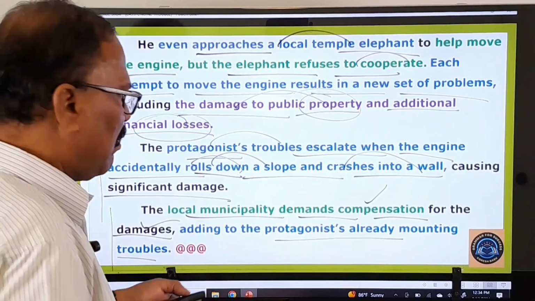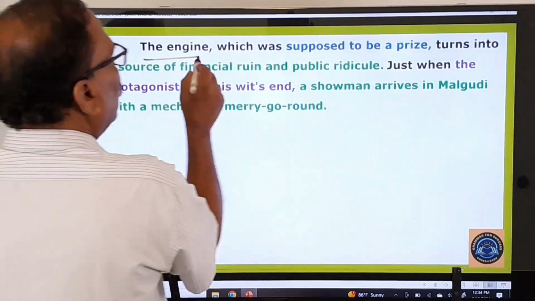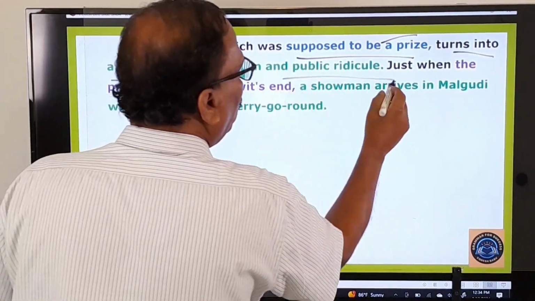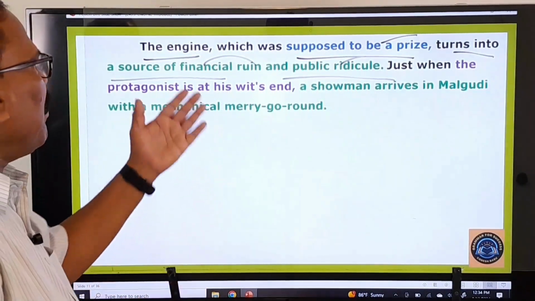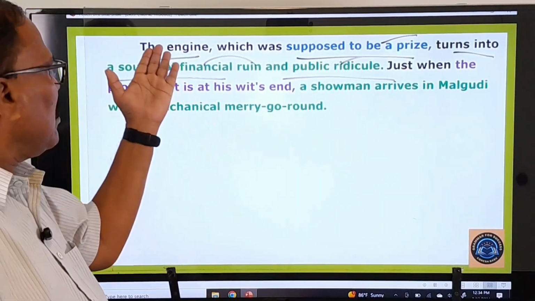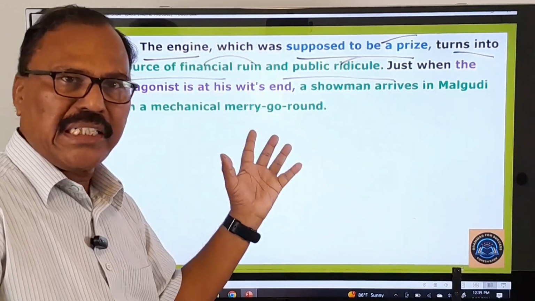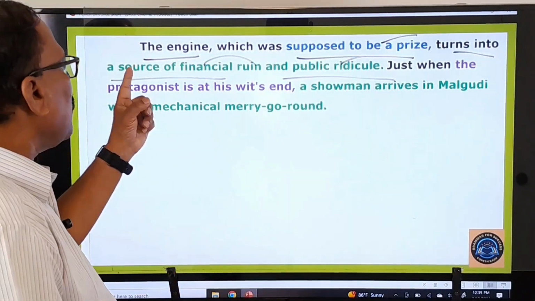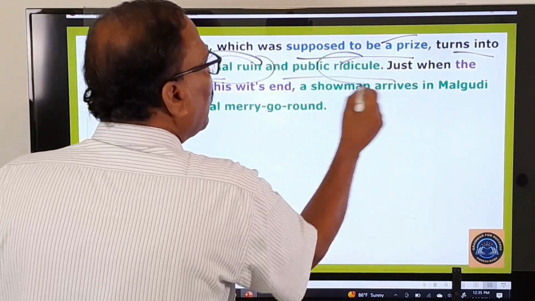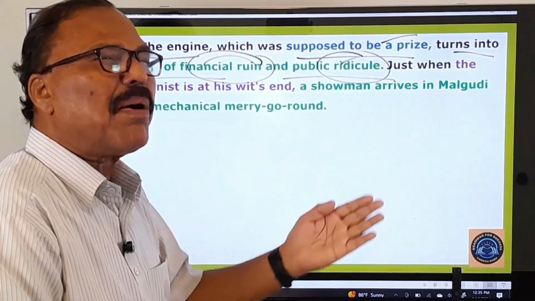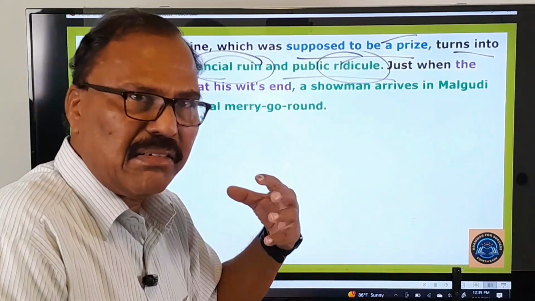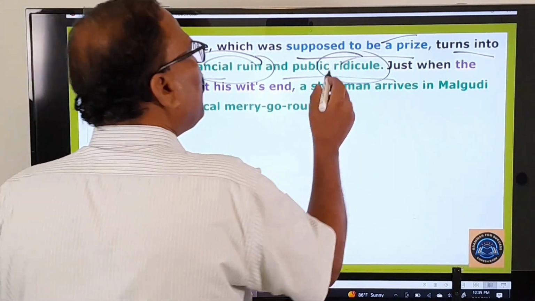And you go to the last part of the story. The engine, which was supposed to be a prize, turns into a source of financial ruin and public ridicule. This engine was a prize to him; he won it in a lottery. And it has turned into a source of financial ruin and public ridicule. It has become a financial burden, and not only that, it has also become a public ridicule.